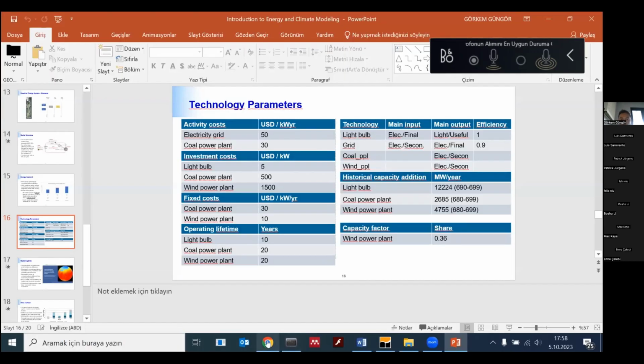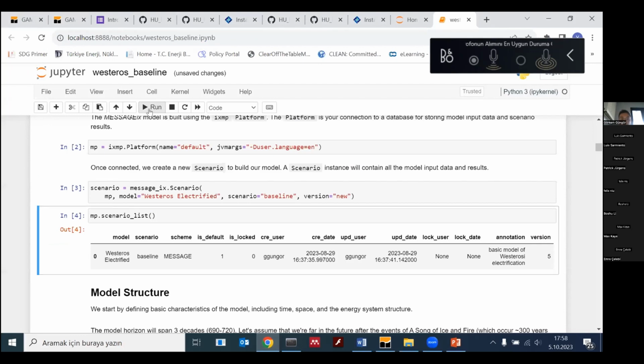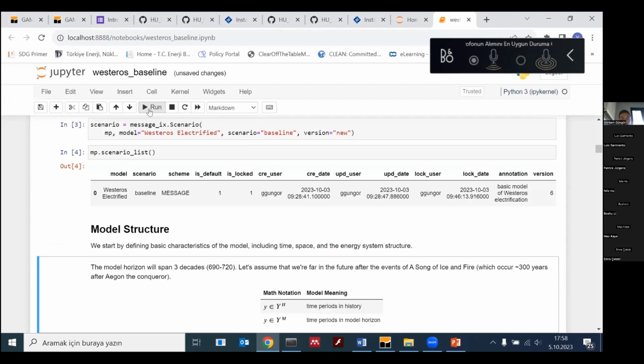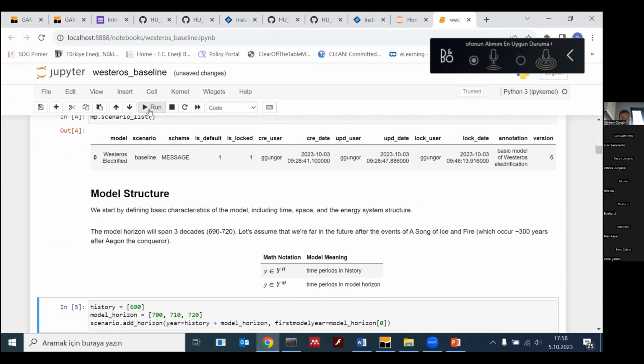I can continue from the sample file. Now we populate our model.